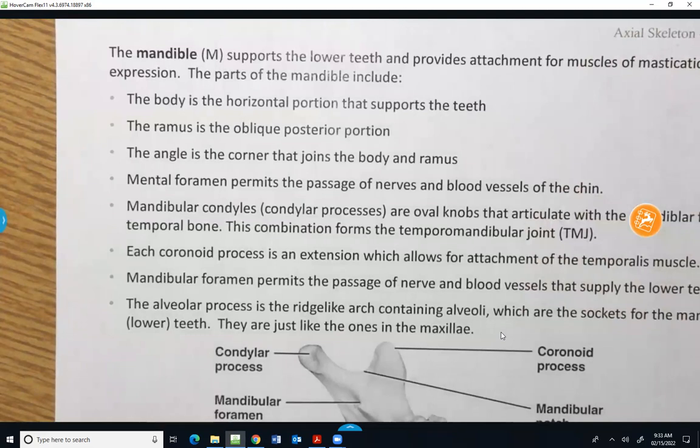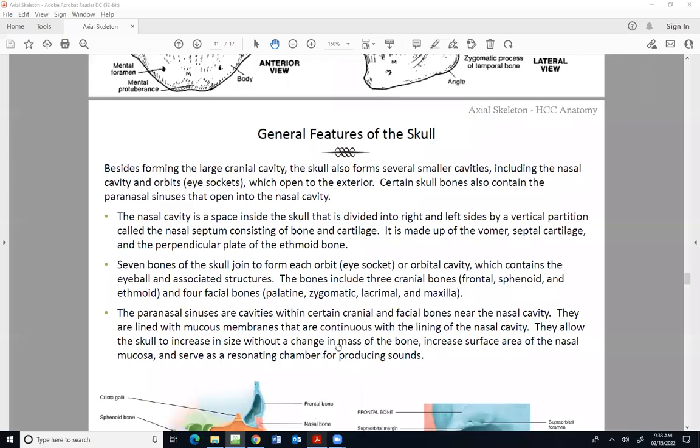We've got a couple different views here. At the bottom, the first picture. Sorry, that's in black and white. I'll pull up my lecture so you can actually see.